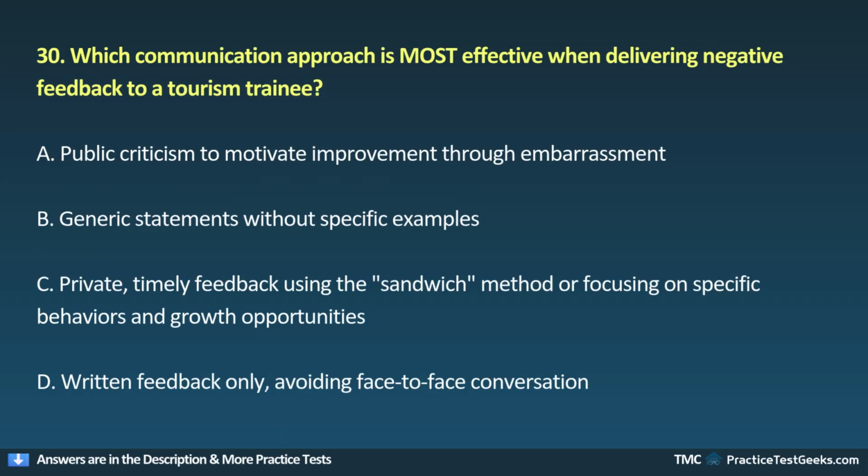30. Which communication approach is most effective when delivering negative feedback to a tourism trainee? A. Public criticism to motivate improvement through embarrassment. B. Generic statements without specific examples. C. Private, timely feedback using the sandwich method or focusing on specific behaviors and growth opportunities. D. Written feedback only, avoiding face-to-face conversation.